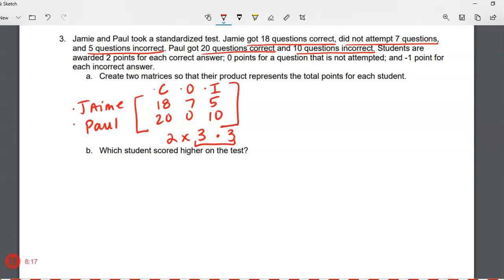So now when I read the rest of it, students are awarded 2 points for correct, 0 points for the ones they didn't attempt, and then -1 point for incorrect. So I'm thinking to myself with this one, I want to get a 3. So I got to have 3 rows, you see? So right here, I'm going to multiply, and I'm going to list my numbers as a column. So this must be maybe by 1. So when I do correct up at the top, that's 2, 0, and -1. Again, this is your correct, your omitted, and your incorrect. All right. And so the answer, remember I told you, it's going to be a 2 by 1.